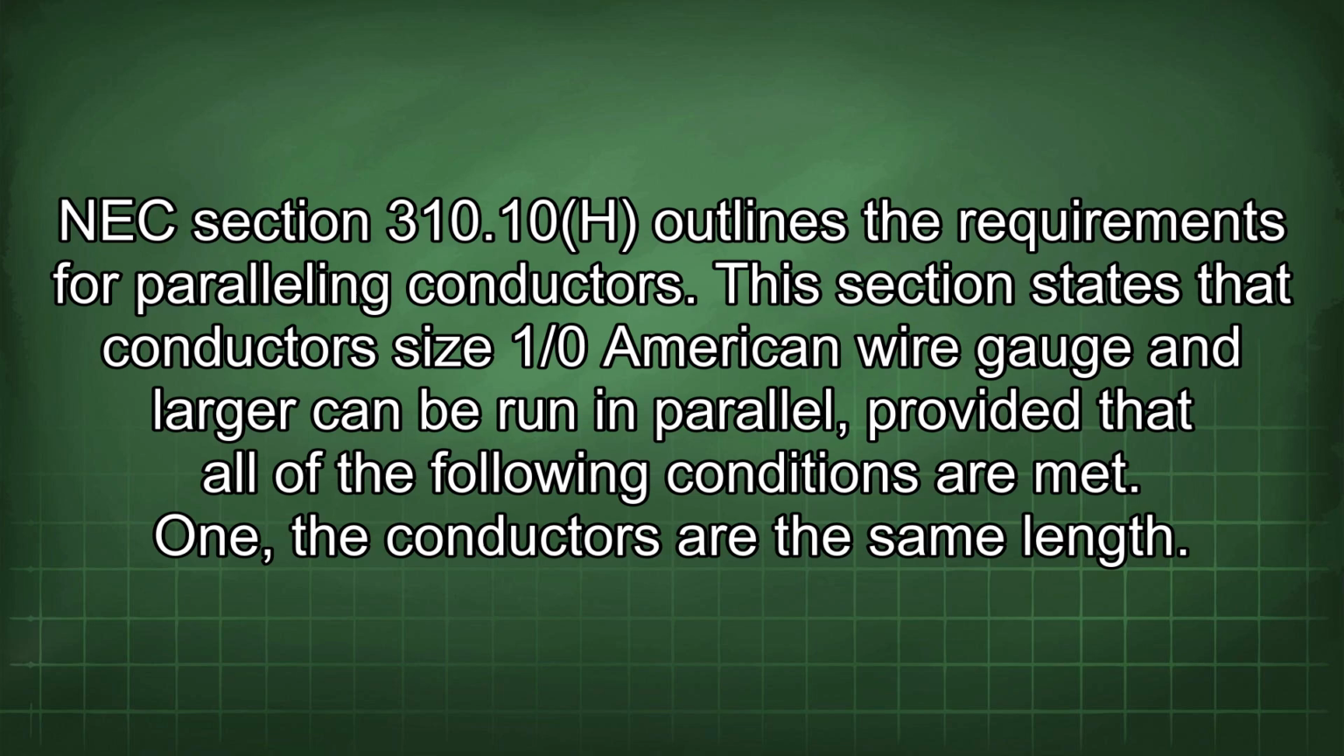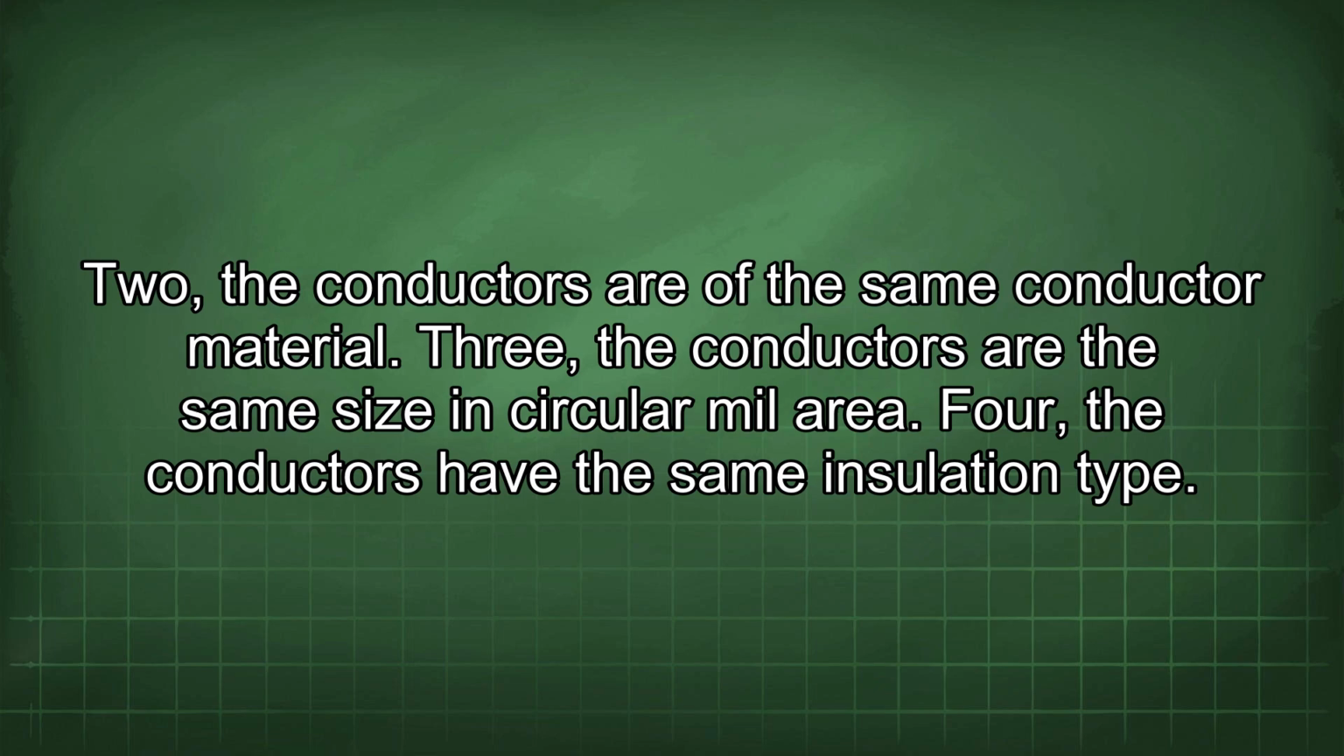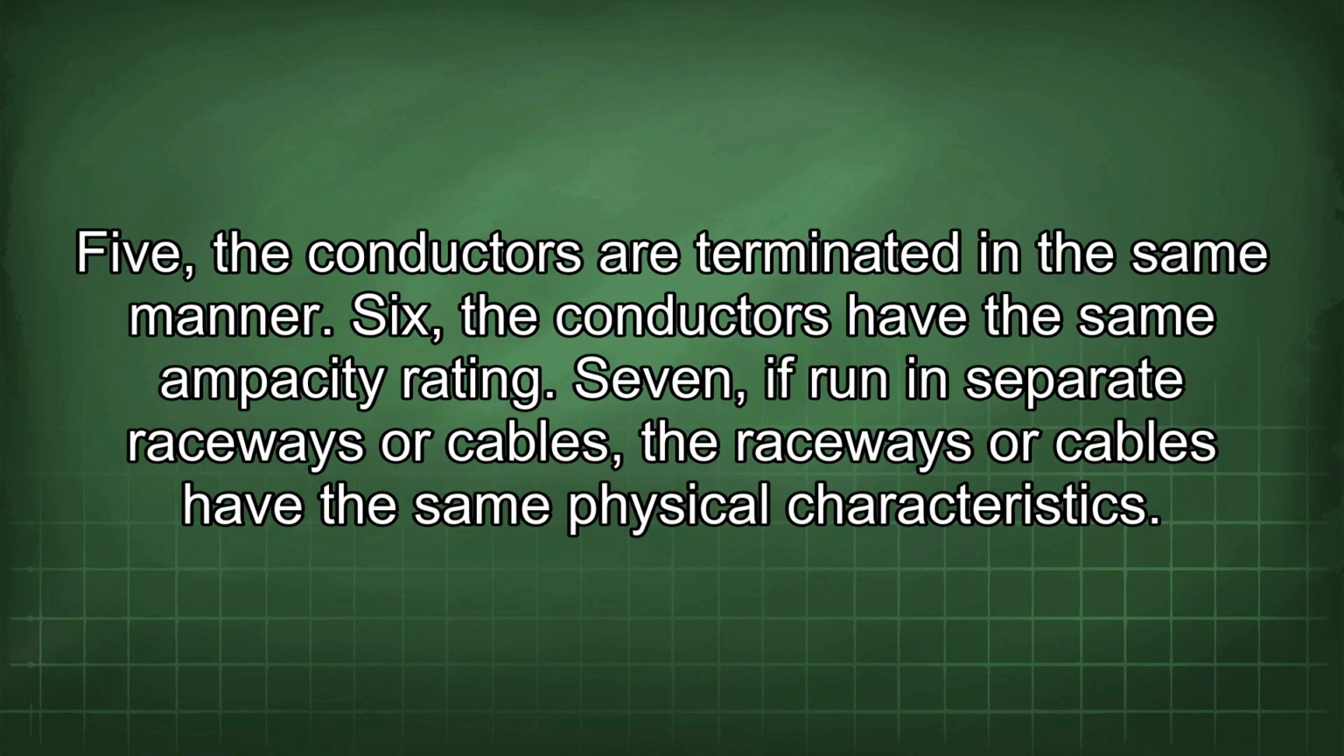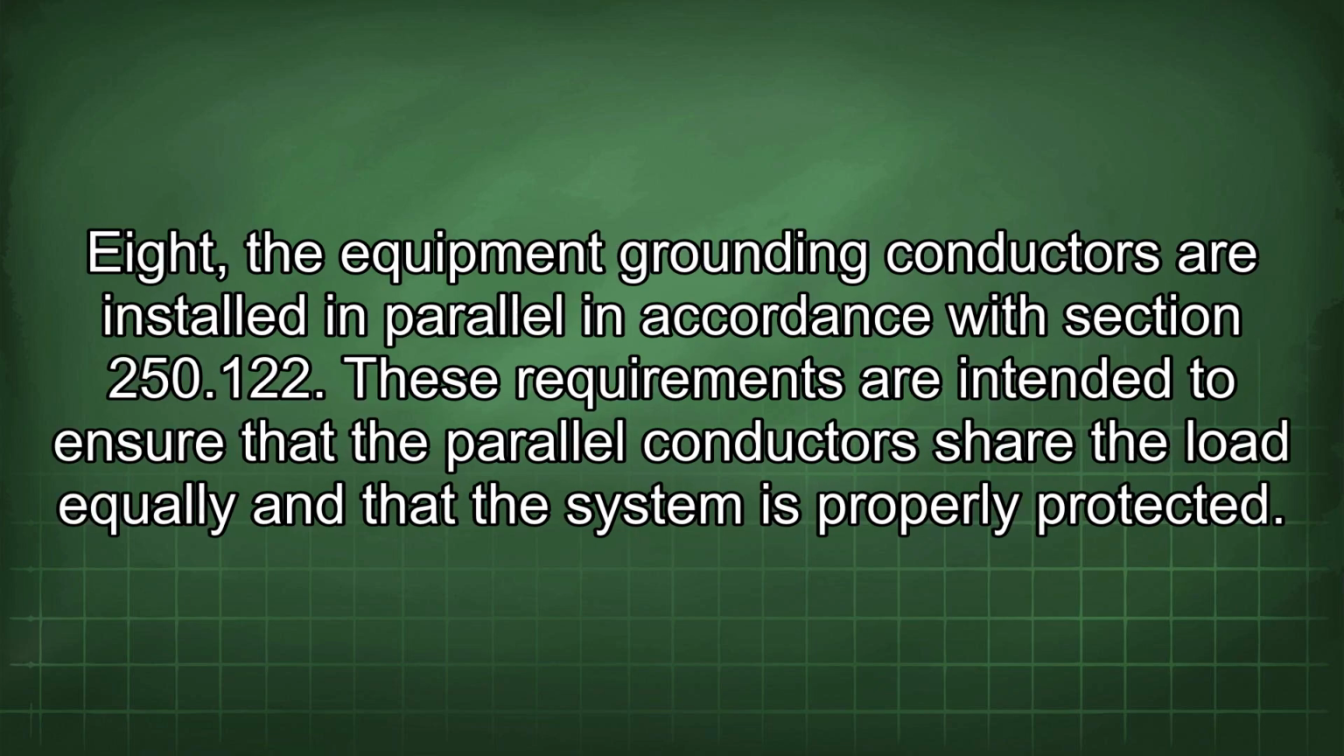1. The conductors are the same length. 2. The conductors are of the same conductor material. 3. The conductors are the same size and circular mill area. 4. The conductors have the same insulation type. 5. The conductors are terminated in the same manner. 6. The conductors have the same ampacity rating. 7. If run in separate raceways or cables, the raceways or cables have the same physical characteristics. 8. The equipment grounding conductors are installed in parallel in accordance with Section 250.122.